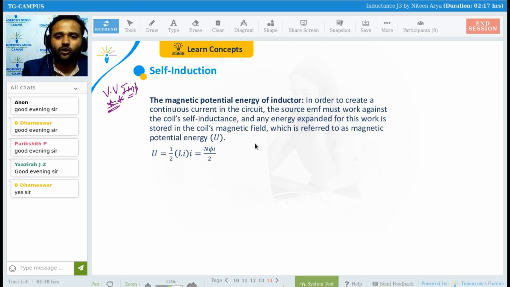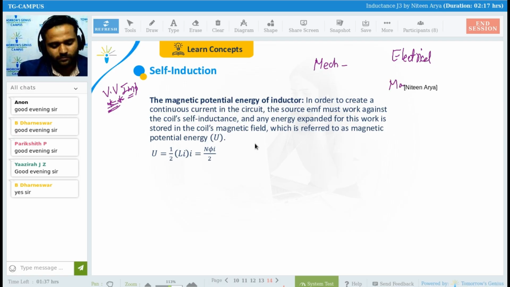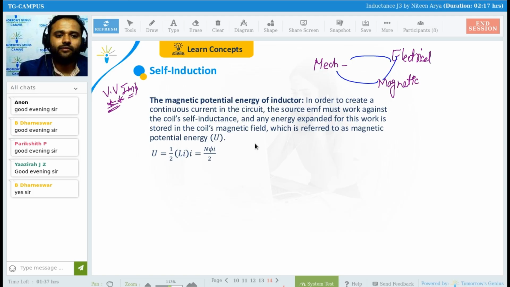The magnetic potential energy of an inductor. Now this is the reason for everything we are doing here. See, the conversion of magnetic energy to electrical energy, then electrical energy to motional energy, which is basically mechanical energy. Here we have three things: mechanical, electrical, and magnetic. There is a cycle going on between these, and that is everywhere.